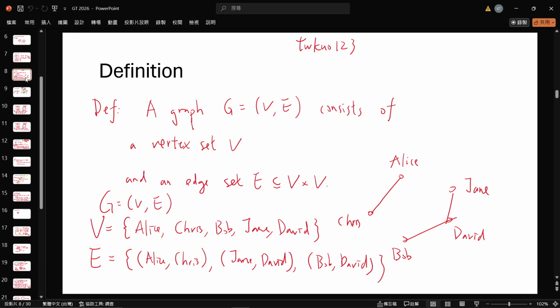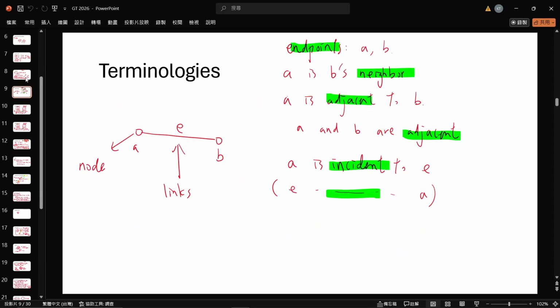And of course, we've considered the case where edges have weights. In that case, it's not just a binary relationship, because now you can assign numbers. But for most part of this course, edges don't have weights.